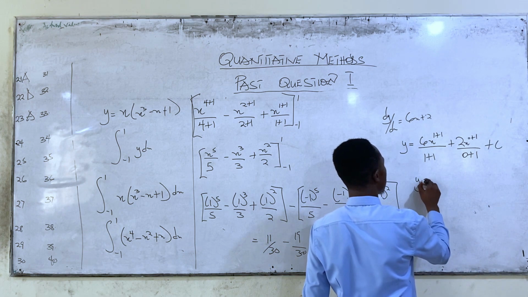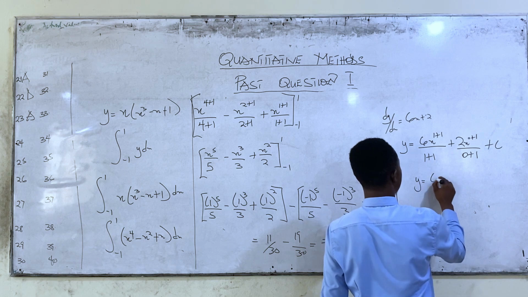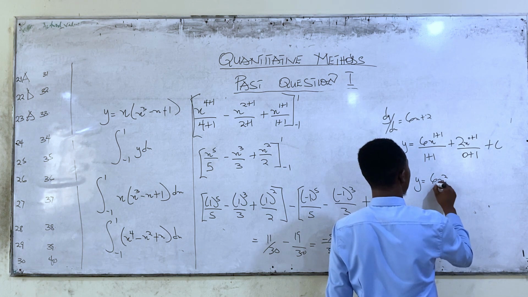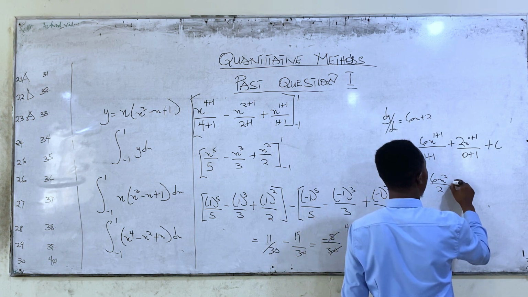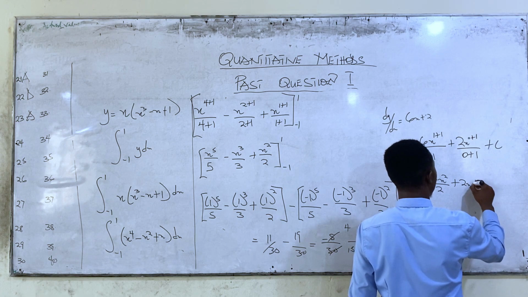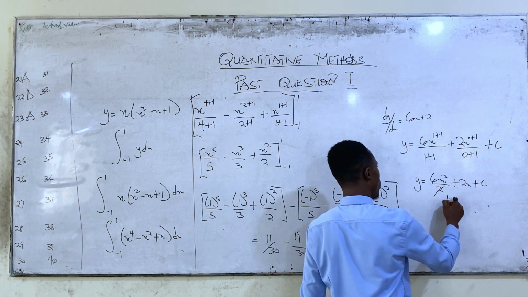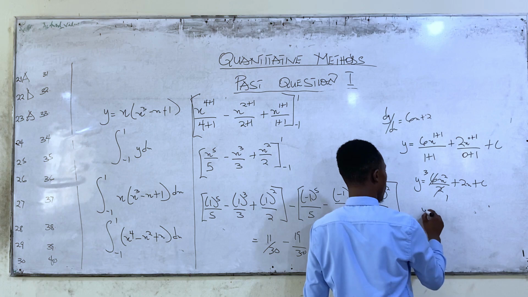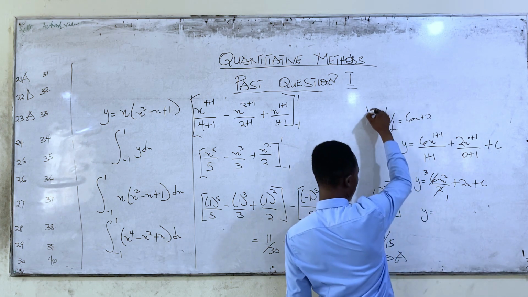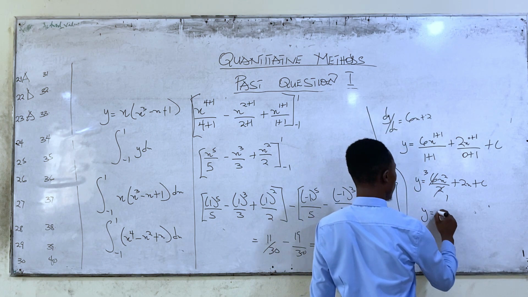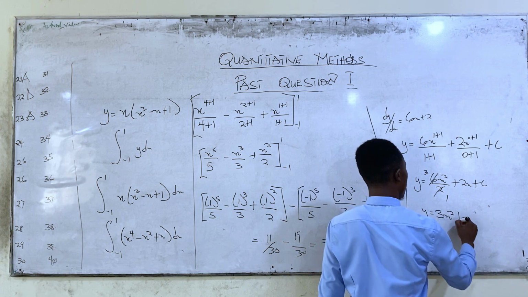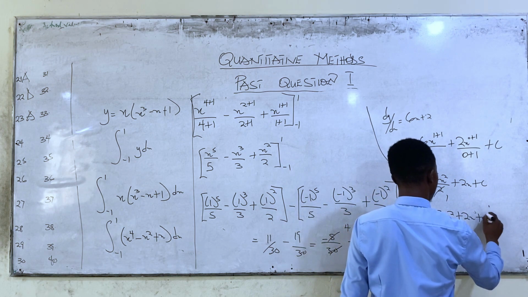So our y is equal to 6x squared over 2 plus 2x plus c. So this one goes here 1, this one goes here 3. So you have y is equal to 3x squared plus 2x plus c.